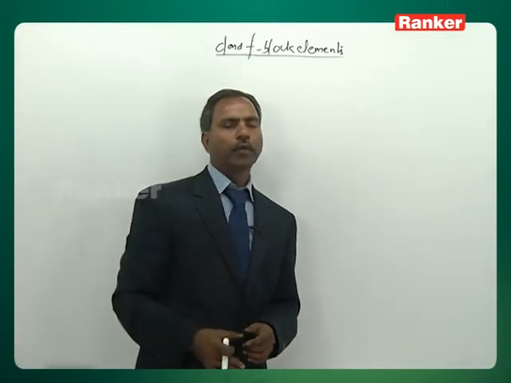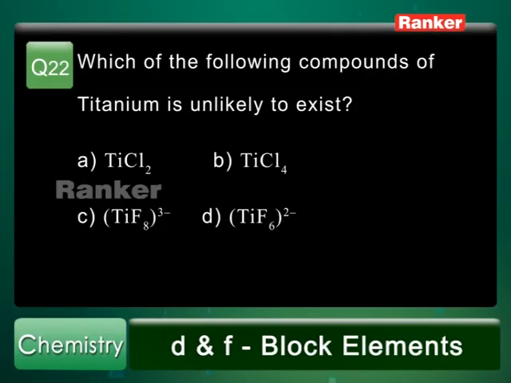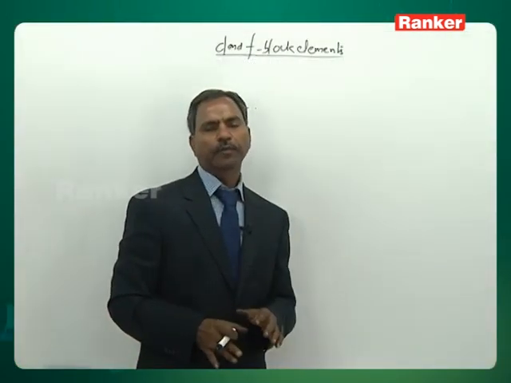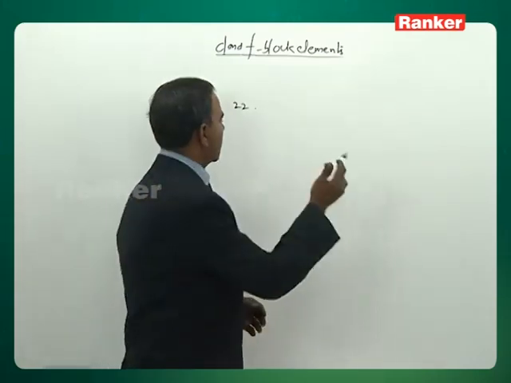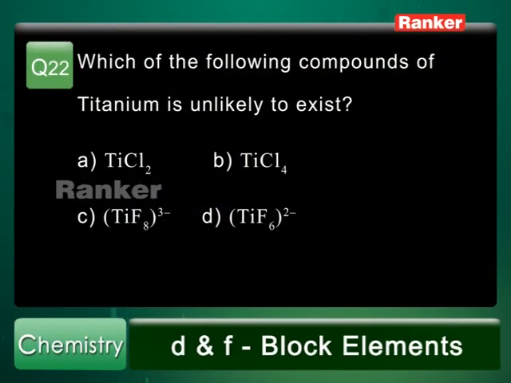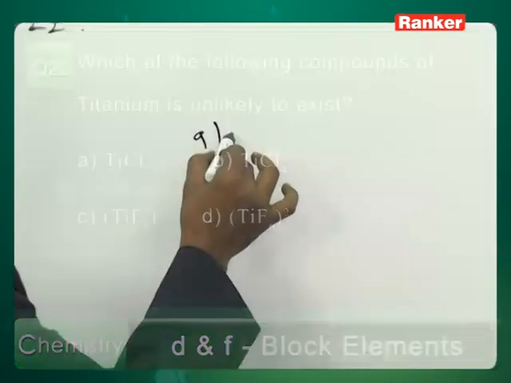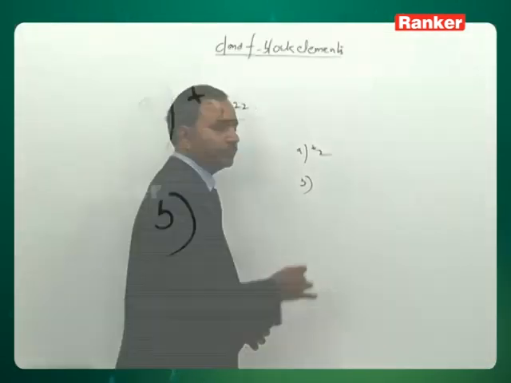Coming to question number 22, which of the following compounds of titanium is unlikely to exist? Wherever such a question appears, remember that the maximum oxidation number of titanium is plus 4. You have to see among options A, B, C, D in which the oxidation number is more than plus 4. That particular compound of titanium does not exist. Coming to option A, TiCl2, it is plus 2 oxidation number, exists.